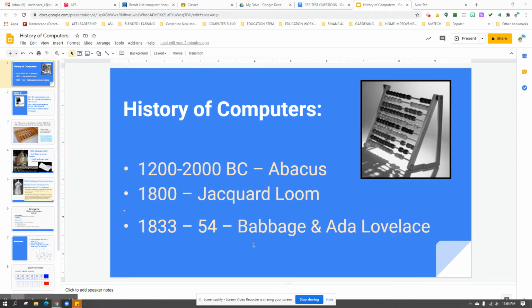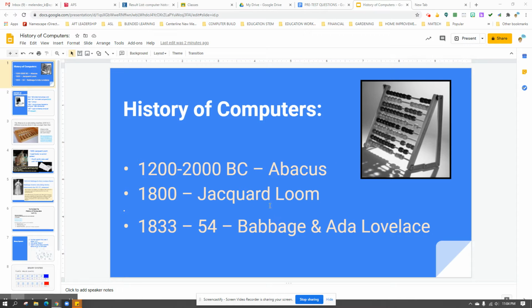Well, the first computer was actually the abacus. Abacus is similar to this over here. There are different types. Each country has their own type of abacus. The Chinese abacus is not the same as the Japanese abacus. And these were built or created between 1200 and 2000 BC, meaning it was probably about 4,000 years ago.